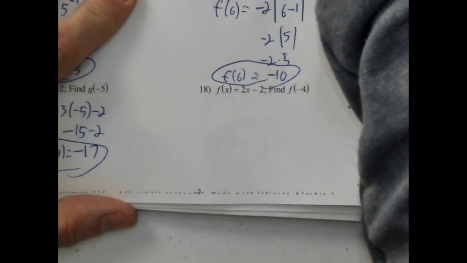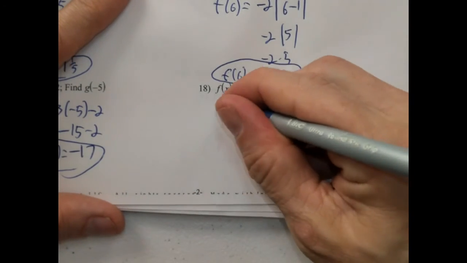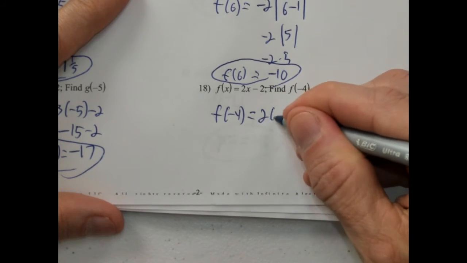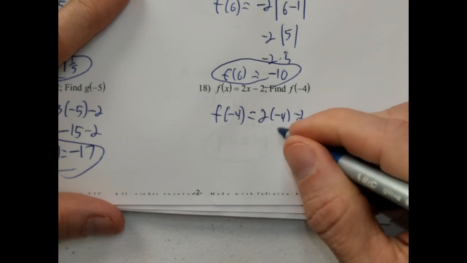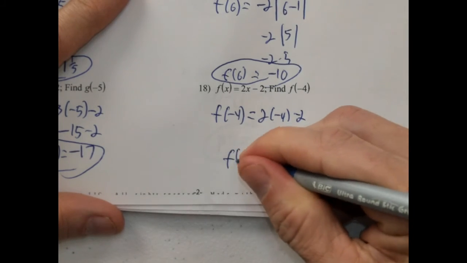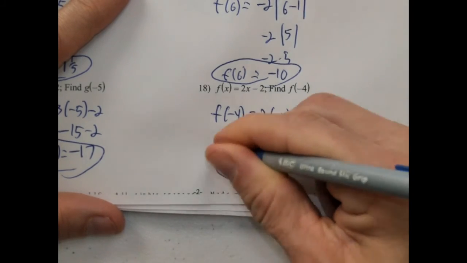And then over here, we have f of negative 4. 2 times negative 4 minus 2. 2 times negative 4 is negative 8, minus 2 is negative 10. f of negative 4 equals negative 10.